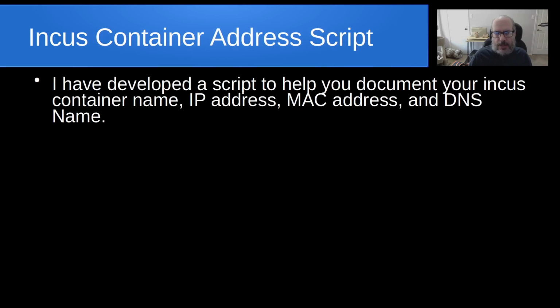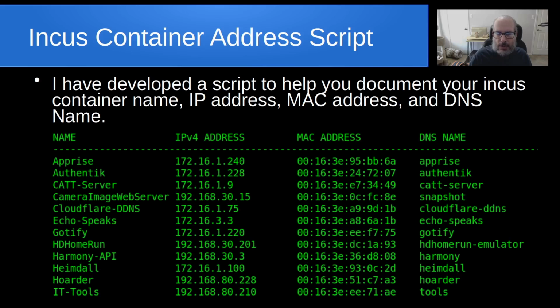So I created a script to help you document your Incus container name, your IP address, your MAC address, and DNS name. And here's a little bit of a look at what it looks like. It mentions in the first column what the name of the Incus container is. The second column is the IP address of ETH0, which is the primary Ethernet device inside of a container. It indicates the MAC address of that particular container. And then if there's a DNS name out to the right, it specifies the DNS name.